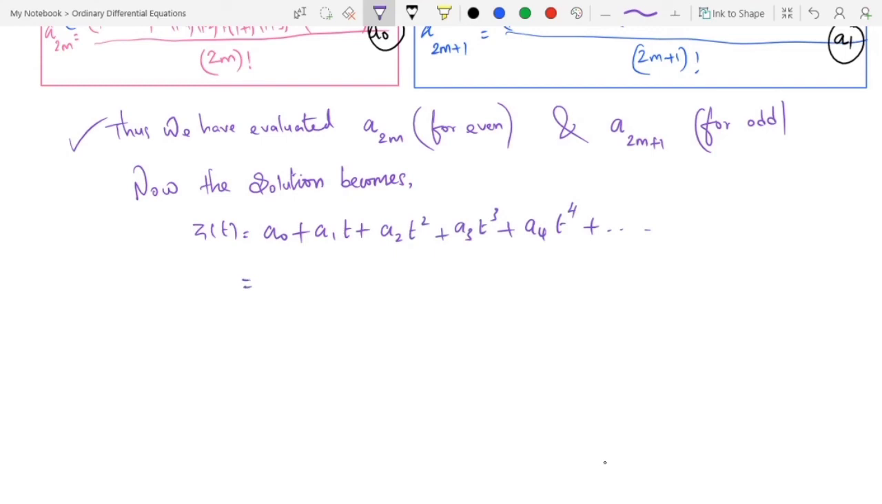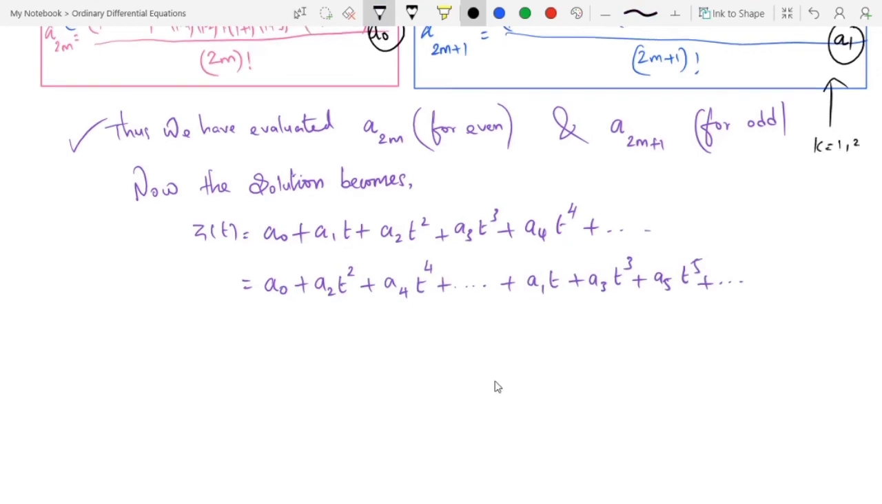So now group the terms A suffix even numbers, that is A0, A2, that means A2 t square plus A4 t power 4 plus and so on, plus A suffix odd numbers, A1 t plus A3 t power 3 plus A5 t power 5 plus and so on. Note the point. For generalization, we substituted k from 1, 2, 3 and so on.